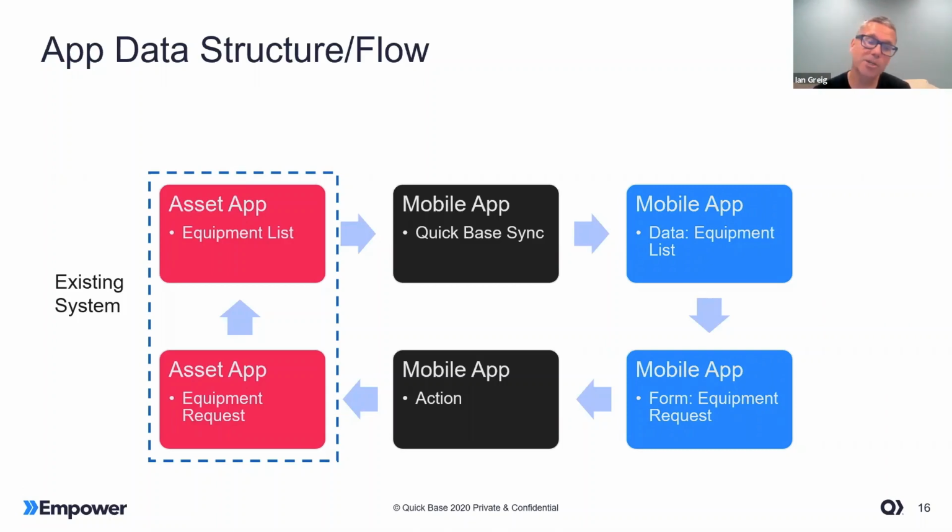You could also use an automation, but we tended to prefer actions because they're much easier to create specifically on a table, whereas with an automation, it's a bit more complicated to make. So we found actions are much simpler to do. So that's kind of the app flow and data structure.